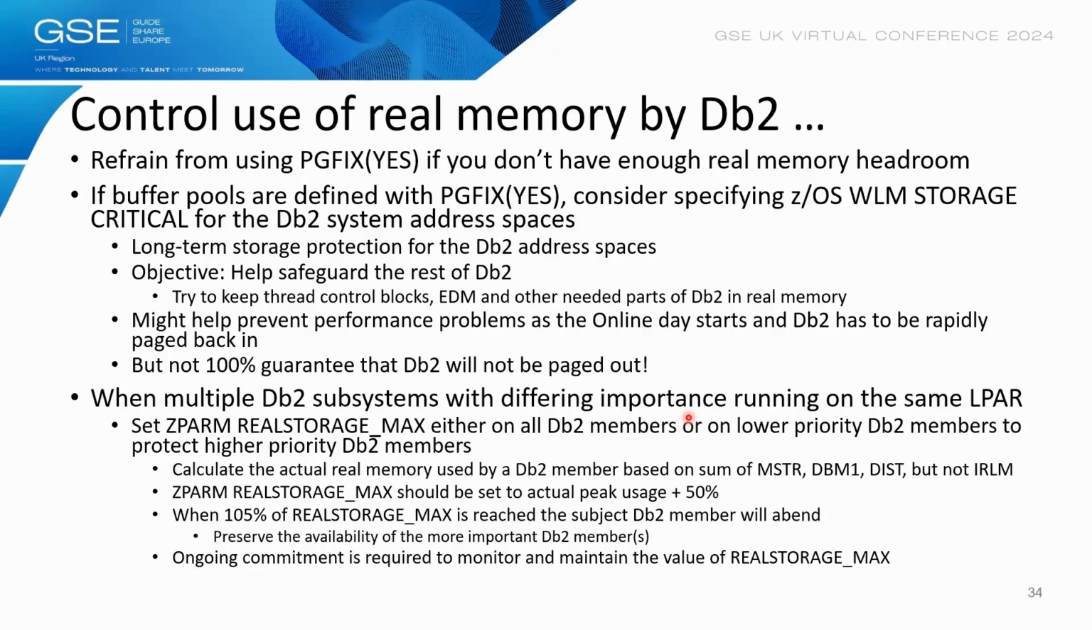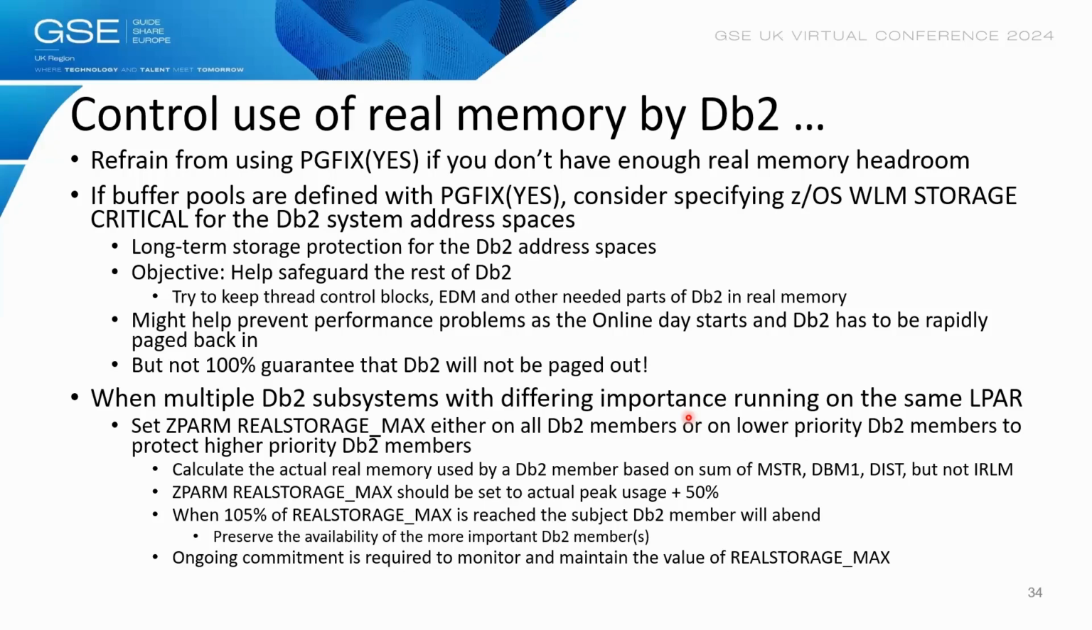And speaking about the buffer pools, there is a setting that also allows you to page fix buffer pools in memory, preventing them from being paged out. And we do recommend it for customers who have enough memory. But if you don't have enough memory, don't page fix the buffer pools, right? This setting can also be hardened by WLM setup. You can add to the Db2 address spaces' service classes the attribute storage critical equals yes, and then it's kind of guaranteed that the address spaces of Db2 will be the last to page out, right?